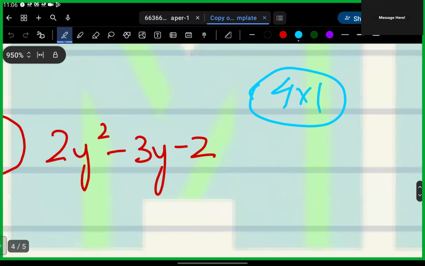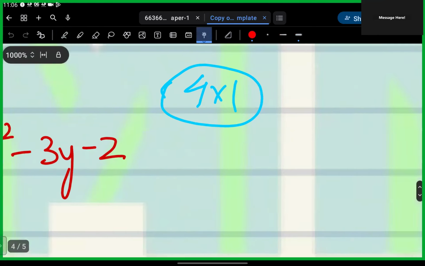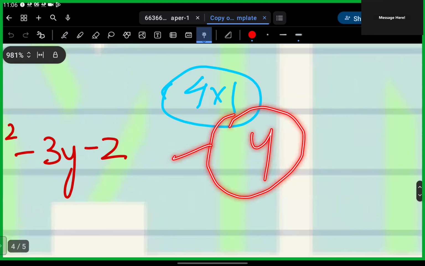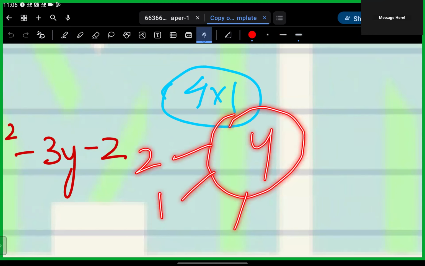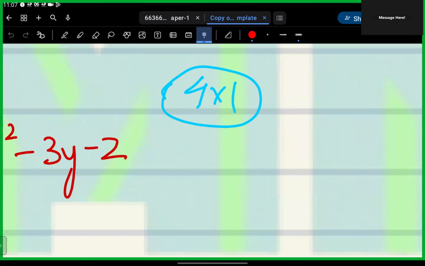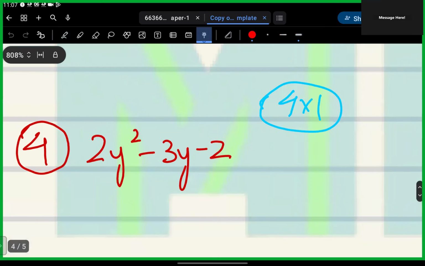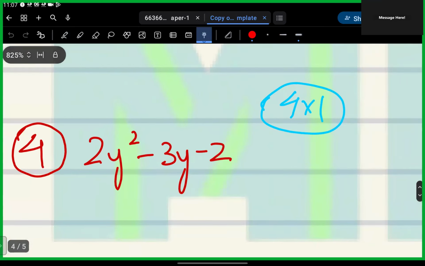Yeah, so now we know that 2 multiplied by 2 is 4, and what are the factors of 4? There are factors 2, 1, and 4, alright? 4 multiplied by 1 is 4, so we can potentially choose 4 to complete this.